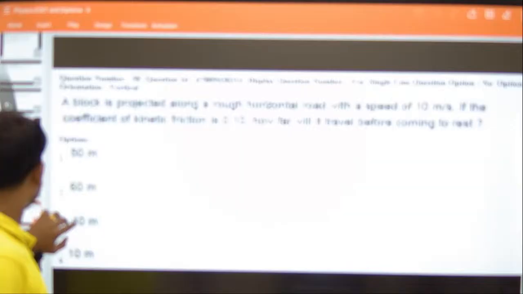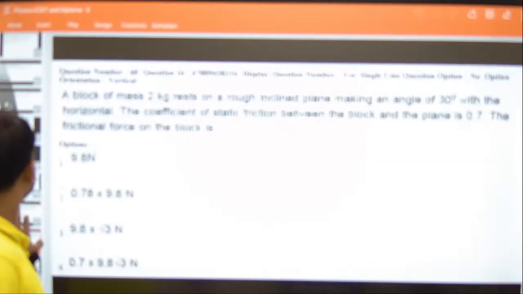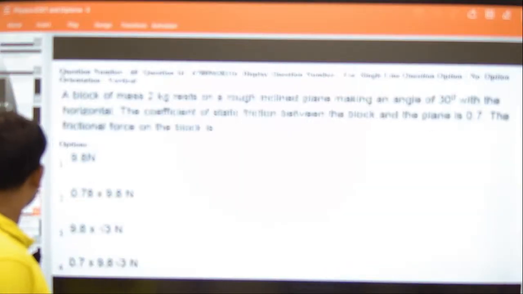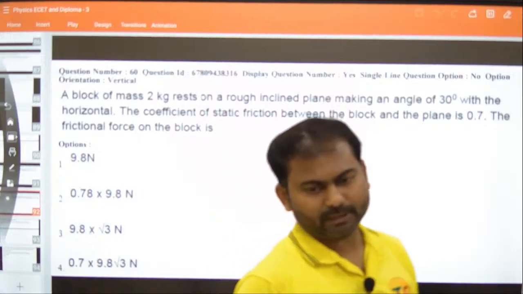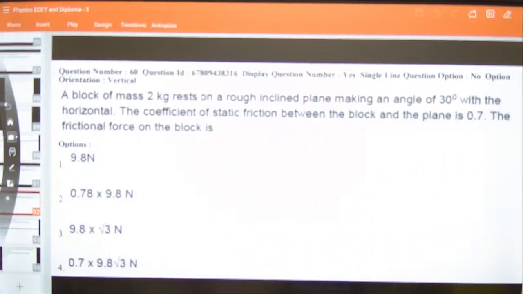I hope you have already copied that. Let's proceed with the next question. We have only 3 more questions. So let's close them, so we'll be able to close this chapter completely. You can copy the question.